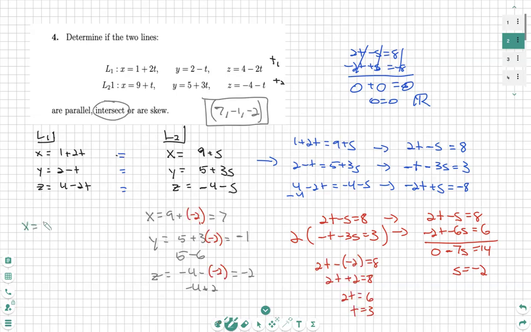So we're going to get x equals 1 plus 2 times 3, 1 plus 6, that's a 7. y equals 2 minus 3, that's a -1. z is equal to 4 minus 2 times 3, 4 minus 6, -2. And you see, we get 7, -1, and -2 again to confirm that this is indeed our intersection point for these two parametric equations.